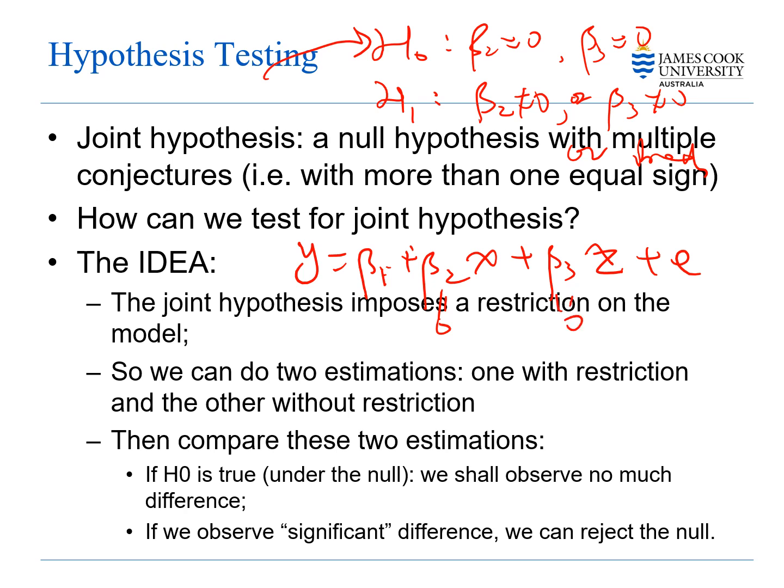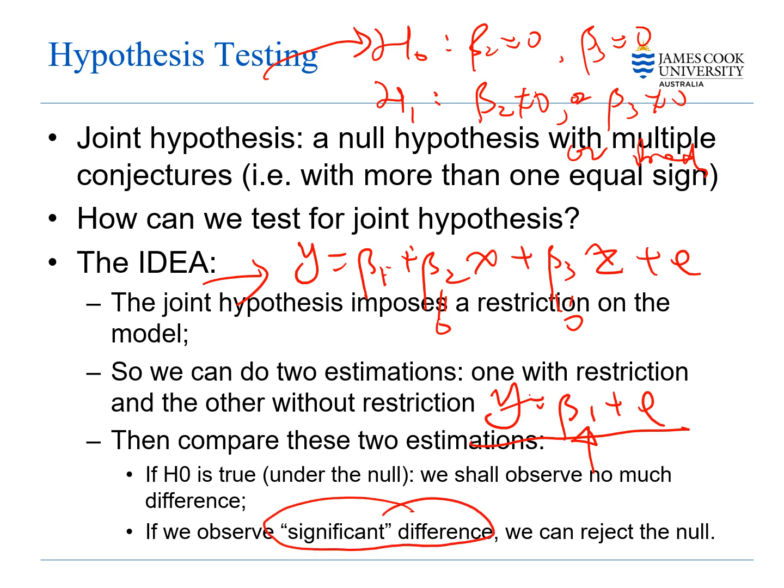So under the null, our model will look like this: y is equal to beta 1 plus e. There's only one constant term here. So we can think this is our restricted model, and this is our unrestricted model. And if our null hypothesis is true, then the estimates of these two models should be similar to each other, right? There shouldn't be any significant difference. If we observe a significant difference, then we have evidence to reject the null. That's the basic idea of joint hypothesis testing. But we need to be more precise about what we mean by significant difference.